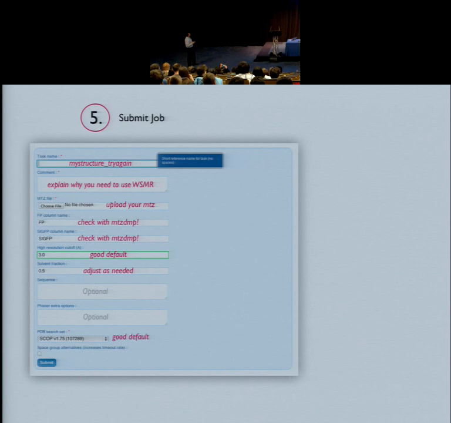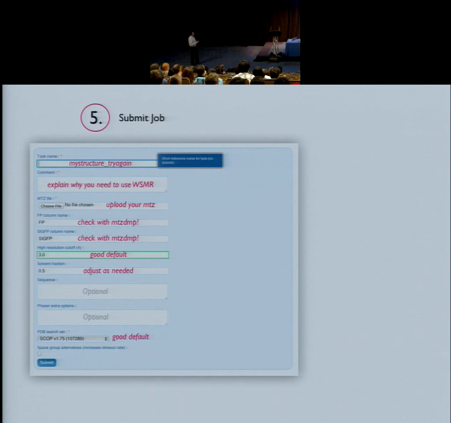You just upload the MTZ file. You tell us the columns F and SIGF. The rest of this is default. As you notice, no need to upload the sequence. You can put the sequence. It will help us with the analysis post-mortem if you see interesting results, to potentially check if there was an obvious hit, but it's not required.